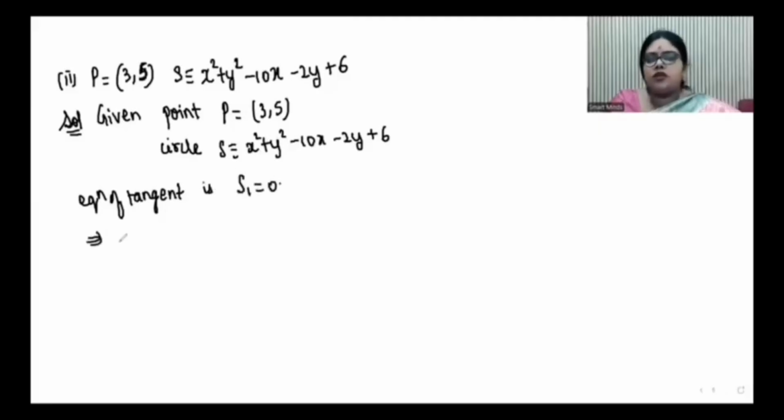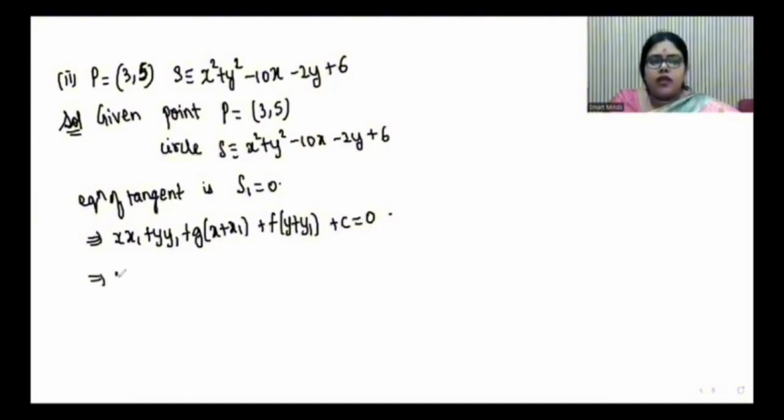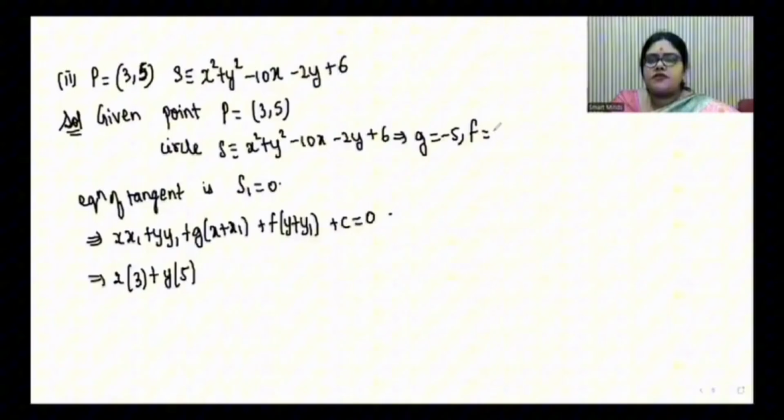So what do you mean by S1 is equal to 0? x x1 plus y y1 plus g into (x plus x1) plus f into (y plus y1) plus c is equal to 0. So x into 3 plus y into 5. Now from the circle equation find g, f, c. g is minus 5, f is minus 1 and c is 6. We will substitute the values now.